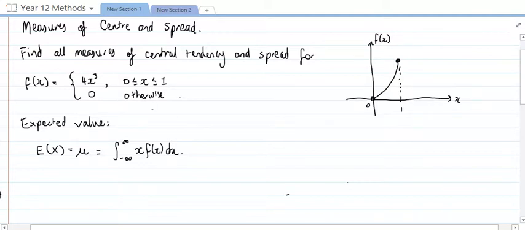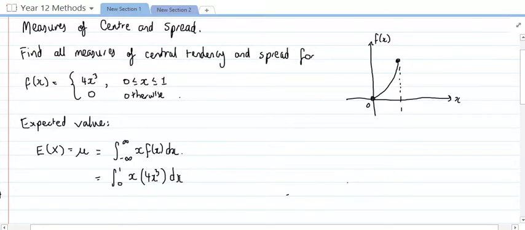In this case, we don't really need to worry about negative infinity to positive infinity, because this graph only really exists for 0 to 1. So that's what I'm going to do here, and I'll just write that down. We've got the integral between 0 and 1 of x times f of x, which in this case is 4x cubed, dx.